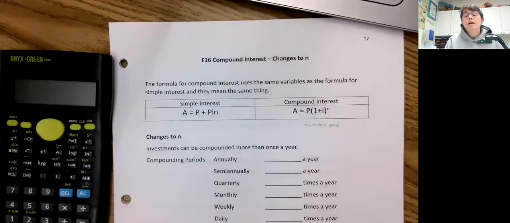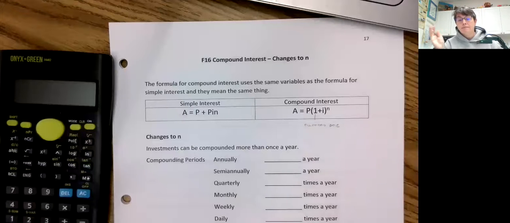But compound interest, we have to make some adjustments. In the last video, we talked about the more you compound, so the more times you calculate the amount of interest and add that into the principal, the more money you're going to end up with. But you do not have to compound per year. You can compound, well, take a look.